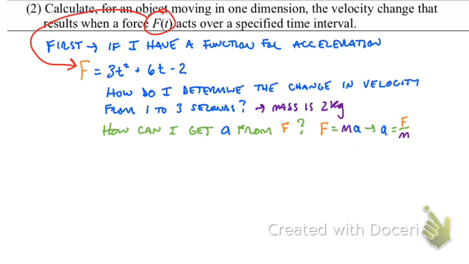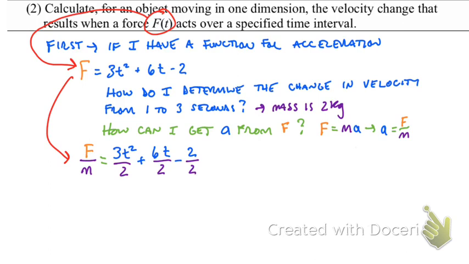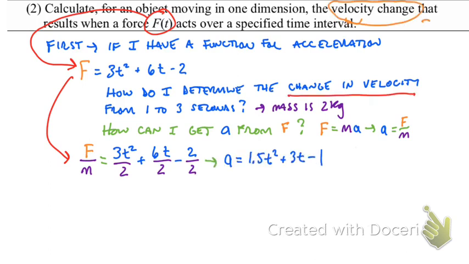So what we can do is take this force equation and just divide it by mass. We take each term and divide by that 2 kilograms, and what that results in is an acceleration equation. F over m equals a, and then we divide by 2, and we get a is 1.5t squared plus 3t minus 1. And then remember from what we just talked about, a is dv/dt, and from there we can solve for the delta v. So why don't you go ahead and finish this off and put the answer that you get into the answer box.